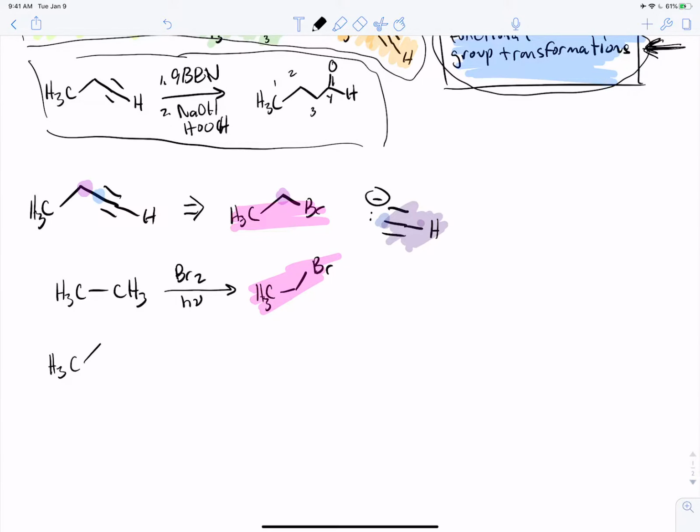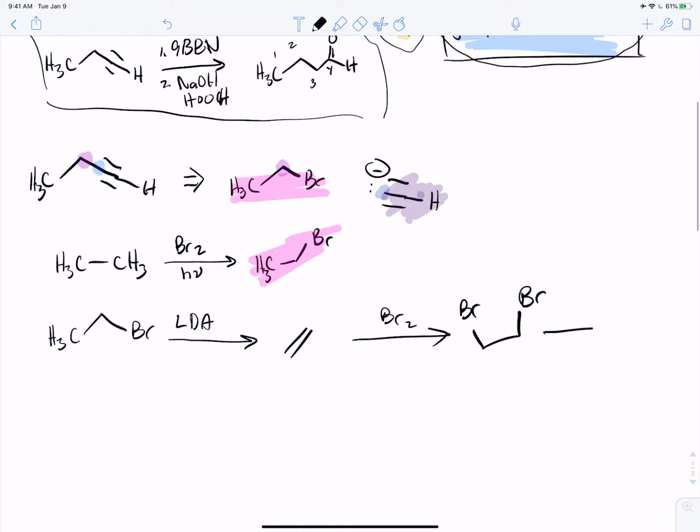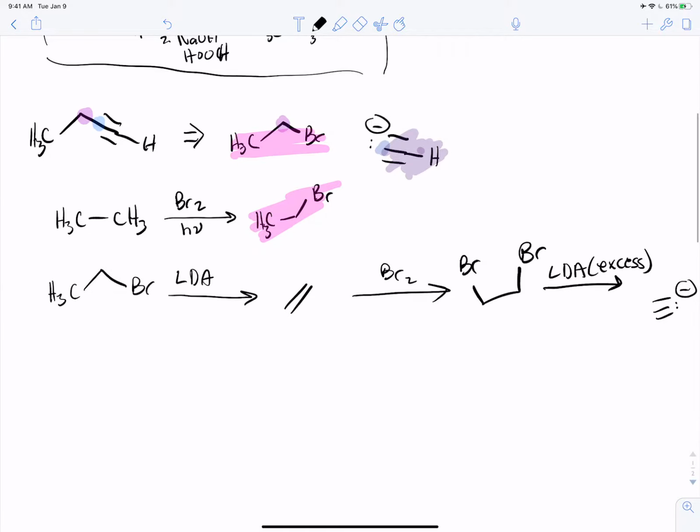We make alkynes from alkenes. We make alkenes from alkyl halides. So I take this and I use LDA. That gives me this alkene. I then halogenate it to form a dihalide. And then I use LDA in a large excess. And that gives me the acetylide anion. Okay. And now we've got our other carbon fragment.